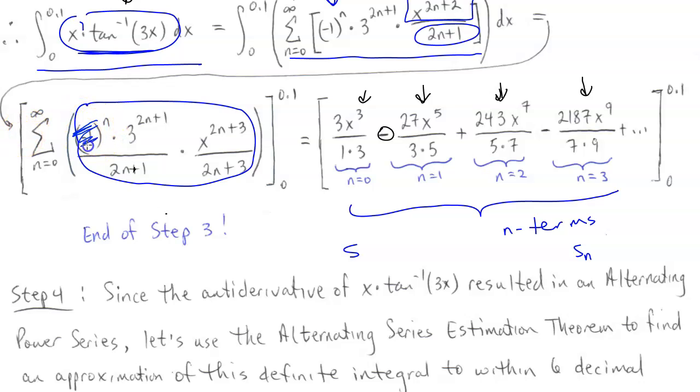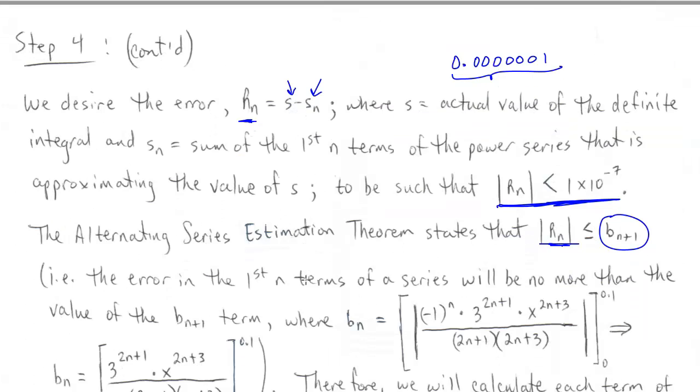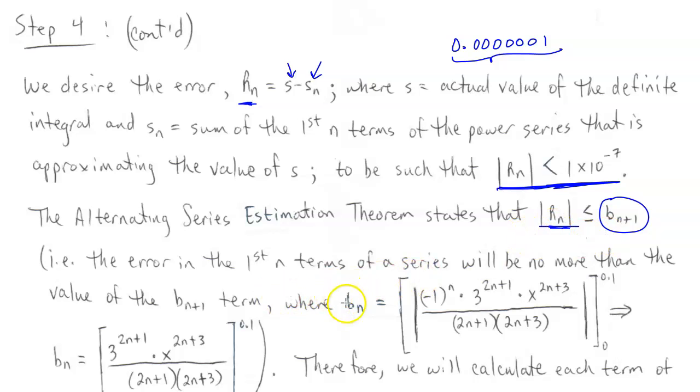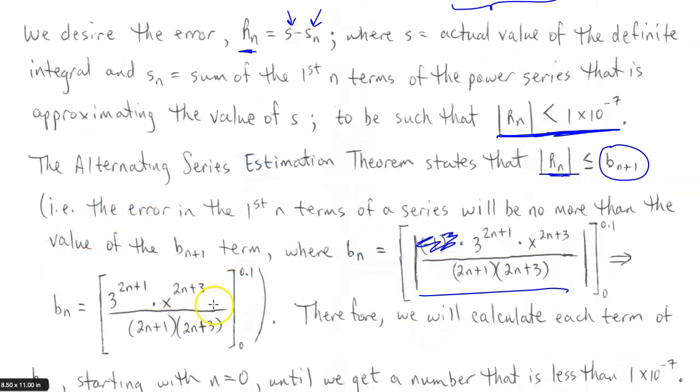So to make life simple, we strip out this part because that's the part that makes half the terms essentially negative. And we just concentrate on what we have here because we know all four of these factors are going to produce positive numbers, based upon our limits of integration. That is why I'm saying here that our b sub n is just going to be the absolute value of what the sequence was that made up the power series, which is what you're seeing here. Notice that the negative 1 raised to the n is stripped out, and all we have left is everything else evaluated from 0 to 0.1.